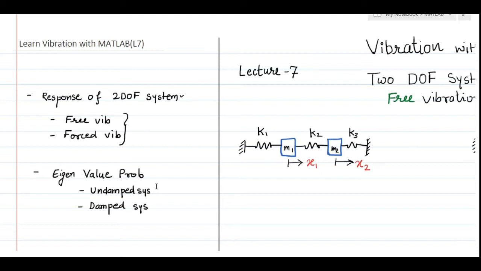Eigenvalue problem itself requires a broad understanding. However, in the present lecture, first we are going to cover the response part. And for getting the response, here also we are going to apply the state space formulation. There we will use the ODE command which is there in MATLAB to get the response. In addition to that, we will also use the Newmark beta method.